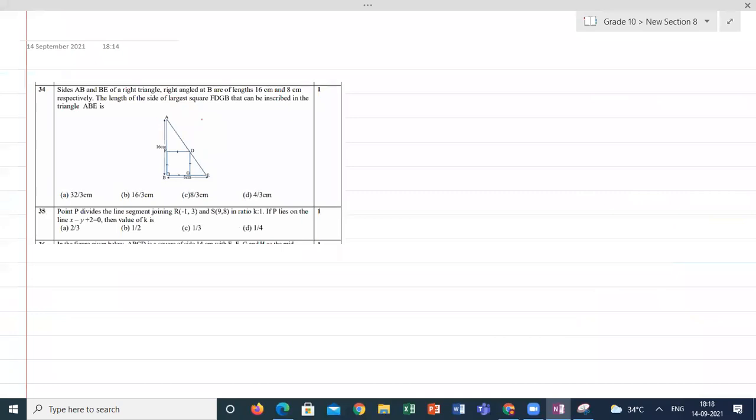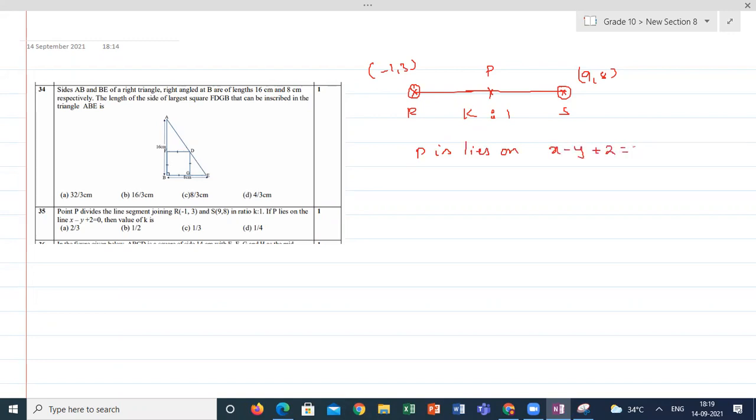Point P divides the line segment joining R and S. R is the point (-1, 3) and S is the point (9, 8). P divides it in the ratio k to 1. If the point P lies on the line x - y + 2 = 0, then find the value of k.